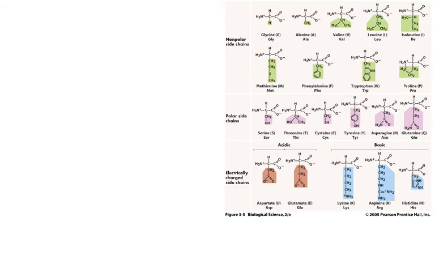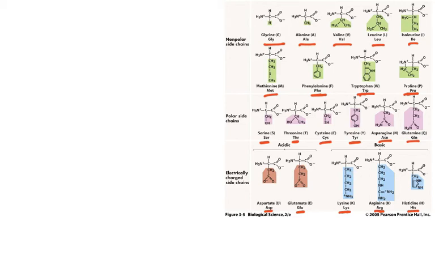These are the different amino acids that I am going to be talking about. We've got Gly, then ALA, then VAL, then Leu, then isoleucine, which is ILE, then methionine, which is MET, phenylalanine, which is PHE, tryptophan, which is TRP, proline, which is PRO, serine, which is SER, threonine, THR, cysteine, CYS, tyrosine, TYR, asparagine is ASN, glutamine is GLN, aspartate, which is ASP, glutamate, which is GLU, lysine, LYS, arginine, which is ARG, and histidine, which is HIS.